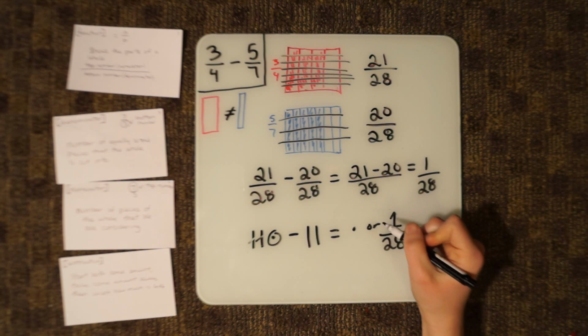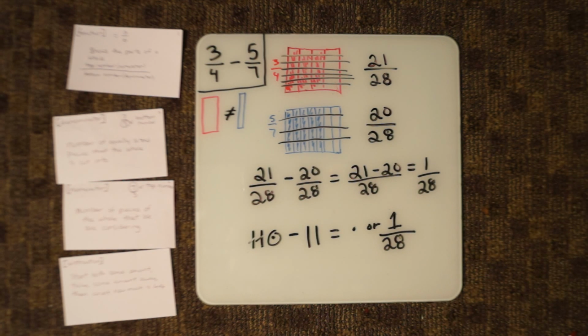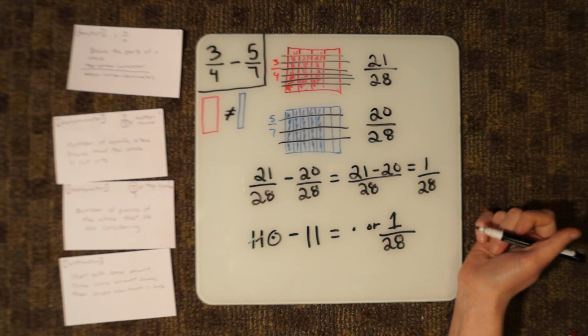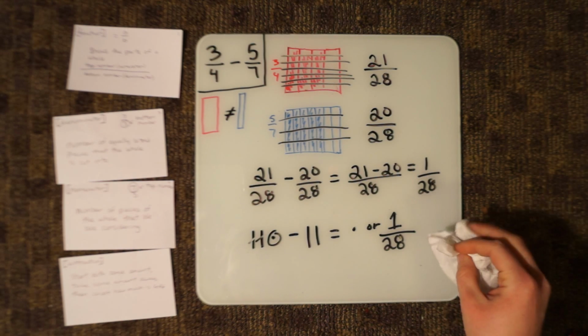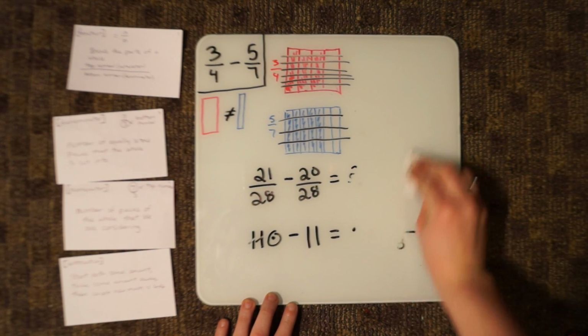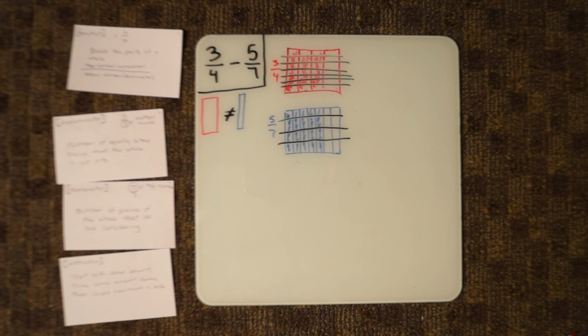Now, remember that we need a common denominator because each whole needs to be cut up into the same amount of equally sized pieces. And we found that our common denominator is 28. 28 is the smallest number that both 7 and 4 can fit into. Now, in order to show this without the drawing, we'll have to do some special multiplication.